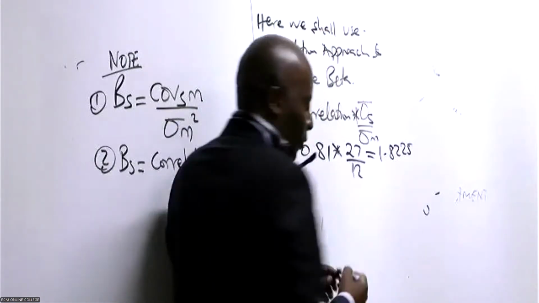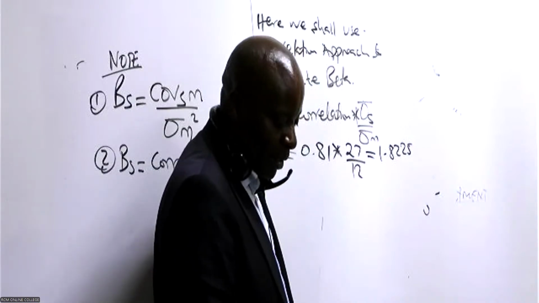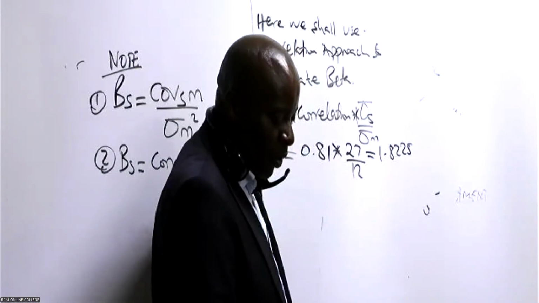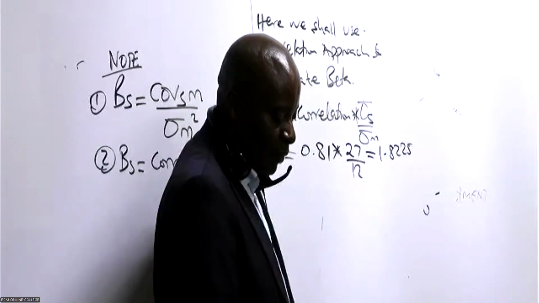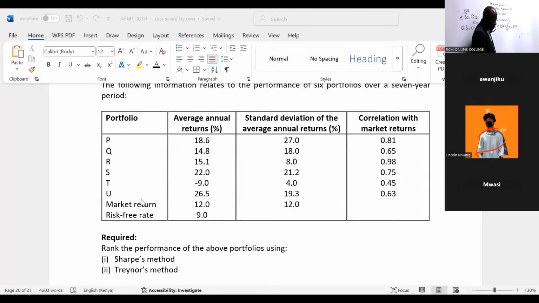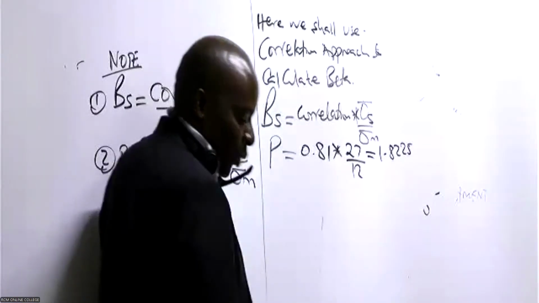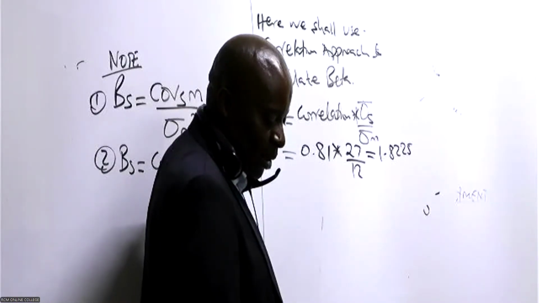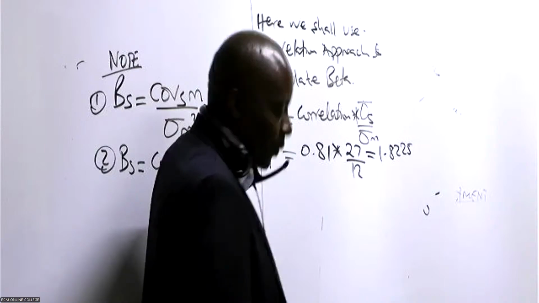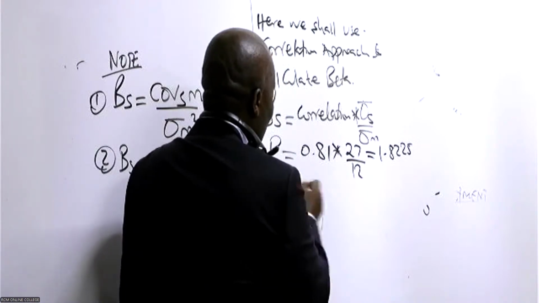I repeat, why 12? It's because you see standard deviation of the market. The examiner never wanted to give it to you directly. They only gave it to us here. Market return. This is the standard deviation of the market. Here, down here. You can see standard deviation of the market security is 12, given here, beside the market security. I hope that is good enough. So they're giving me an answer of 1.8225. Go to the next one. The next one, ladies and gentlemen, is Q. So Q, is there somebody who can do Q for me without my intervention?